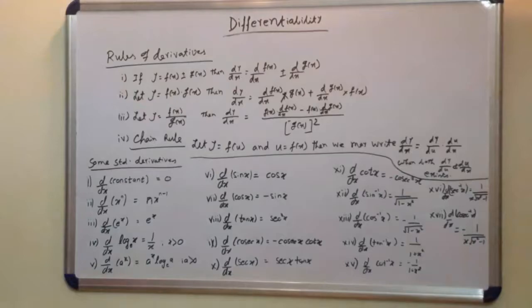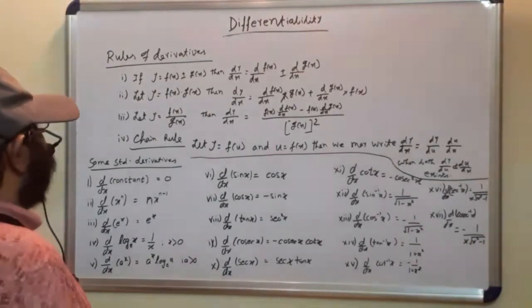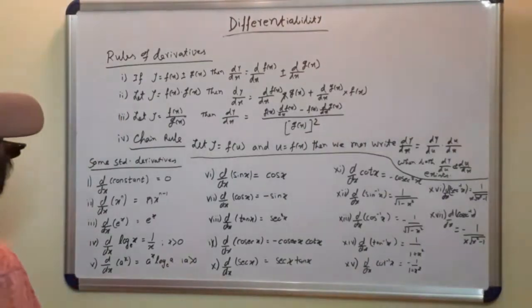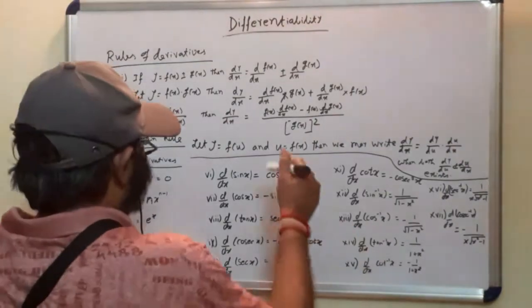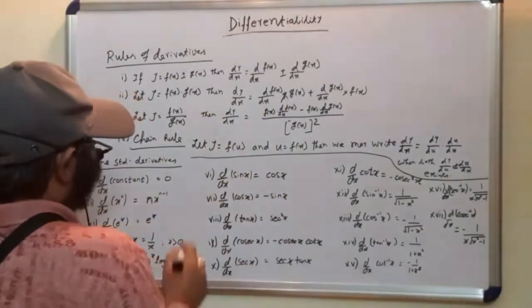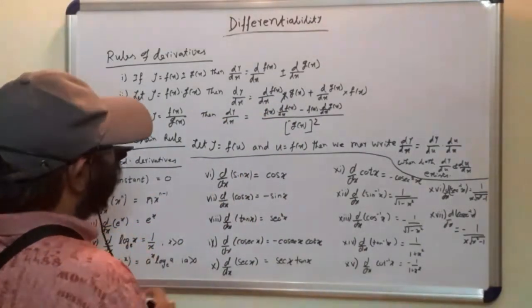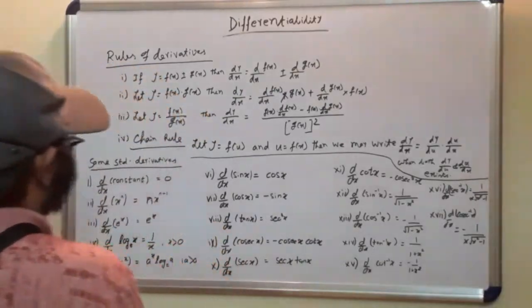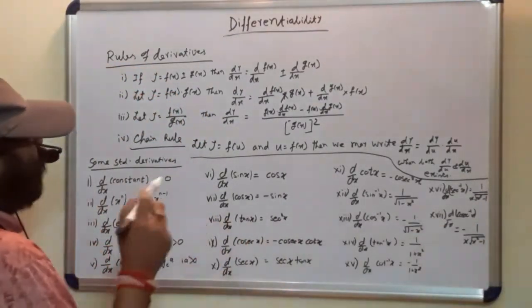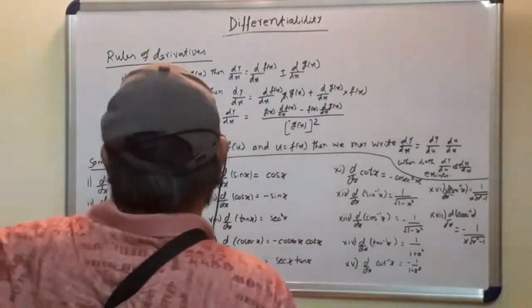Now if y is equal to the multiplication of two functions, fx into gx, then dy dx is equal to d dx of fx into gx, that is the derivative of the first function multiplied by the second function, plus the derivative of the second function multiplied by the first function.